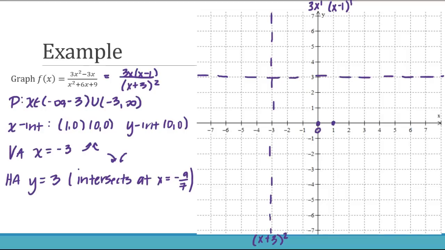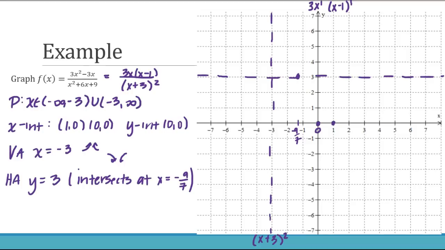Alright, and we also know that we're going to intersect my horizontal asymptote at -9/7, which is -1 2/7, right? So it's about right here. So this would be -9/7. So I know I have a point where I'm going to intersect that horizontal asymptote at y = 3 there.